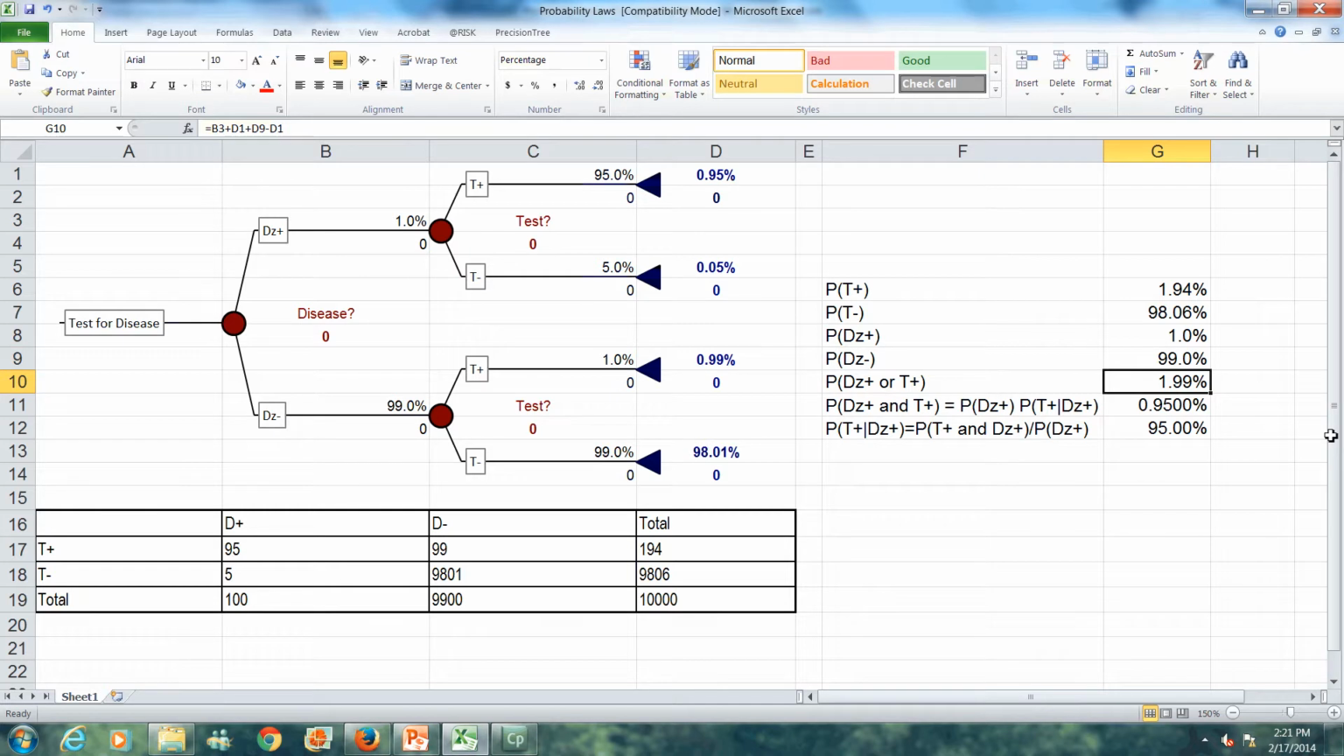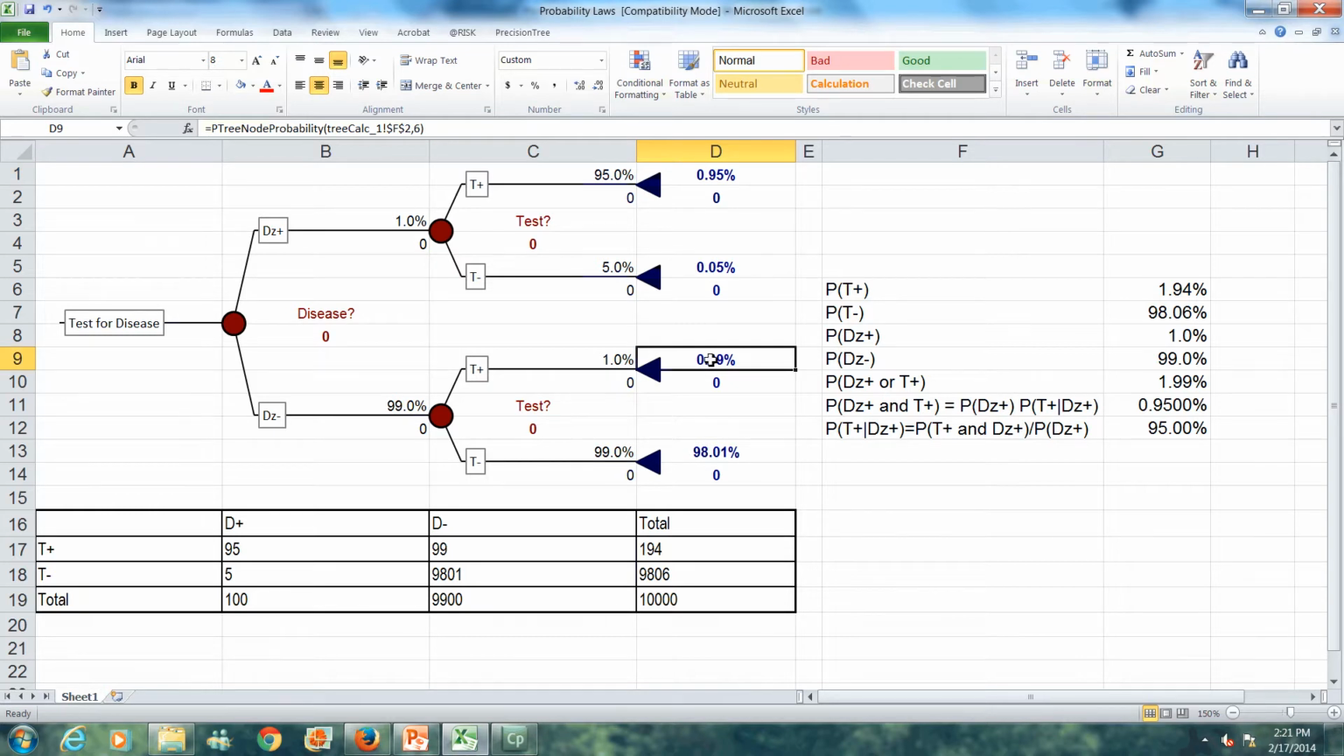Here we have a probability of 2 events. What's the probability that a person is disease positive or they test positive? Here's how we would get this. The probability that a person is disease positive is right here. We are going to add to this the probability that they are test positive, 1.95. Then we add the probability that they are test positive down here at this node.